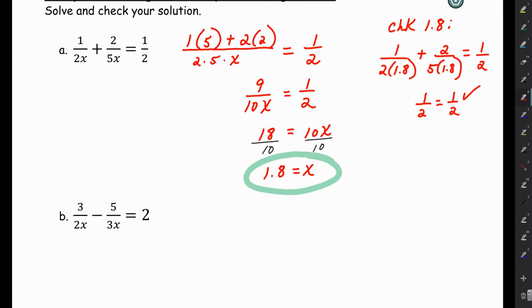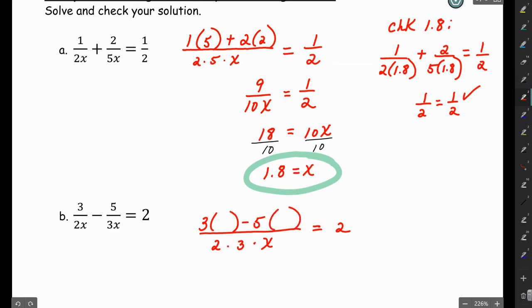All right, so we have to find a common denominator on the left side. The common denominator is going to be 2 times 3 times x, and this is all going to be equal to 2. So we're going to compare. We'll leave a placeholder for the 3, a placeholder for the 5, and now we'll do our comparison. We have 2 and x, and now we have 2 times 3 times x. What's extra? The 3, that's going to go up there. Now here we have 3x compared to 2 times 3 times x. What's extra? The 2, that'll go up here.